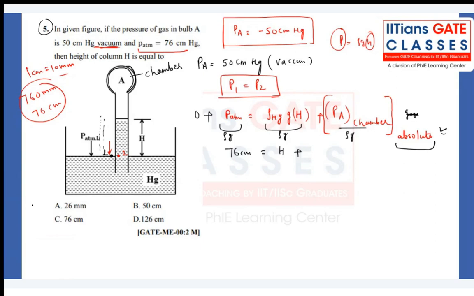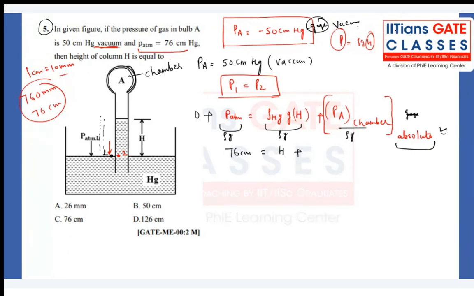Absolute pressure at a particular point cannot be negative, my dear friend. Now tell me, what is the positive value? Can anyone in the class tell me what the absolute value is in a particular chamber? Tell me, guys. A very simple calculation. Not 50. Why are you telling me 50? That is a vacuum pressure, negative gauge pressure. Gauge pressure can be positive, can be negative.